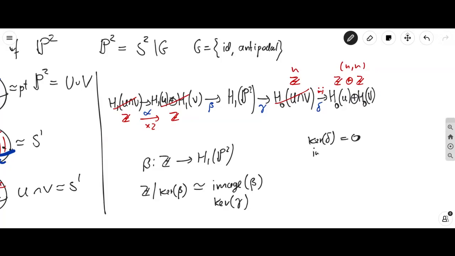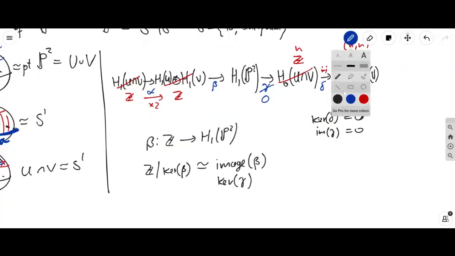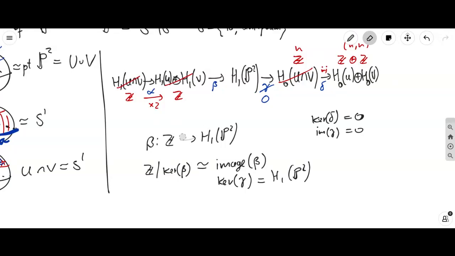But then by exactness, it means that the image of gamma is equal to 0. It's exact, so the image of gamma is 0. So gamma is actually the 0 map. So it's the kernel of the 0 mapping, and the kernel of the 0 mapping, well, it's everything, right? So it's H1 of P2. So basically what we've shown is that the beta mapping is a surjective map.